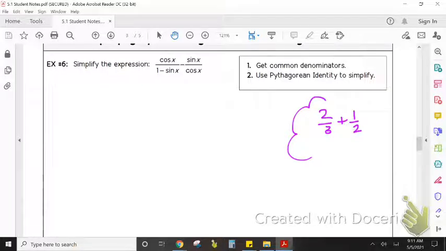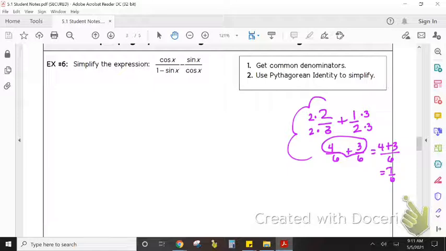So I'm going to multiply this first fraction. I'd multiply its denominator by 2, and what you do to the bottom, you do to the top. The second fraction would multiply by that 3, the other one's denominator, and what you do to the bottom, you do to the top. And so then you would have 4 over 6 plus 3 over 6. Combine your numerators. So 4 plus 3 over that common denominator to get your answer. Okay? We're going to do the same thing with trig functions.